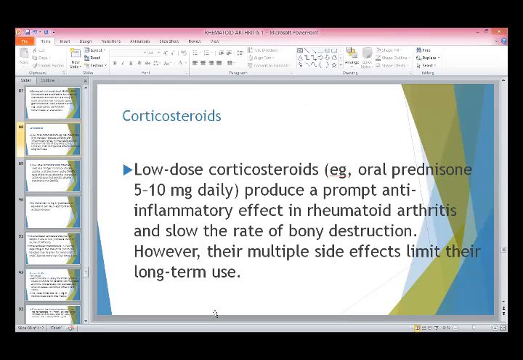Next group of drugs, glucocorticosteroids. Low-dose corticosteroids, for example oral prednisone 5 to 10 milligrams daily, produce a prompt anti-inflammatory effect in rheumatoid arthritis and slow the rate of bone destruction. However, multiple side effects limit their long-term use.